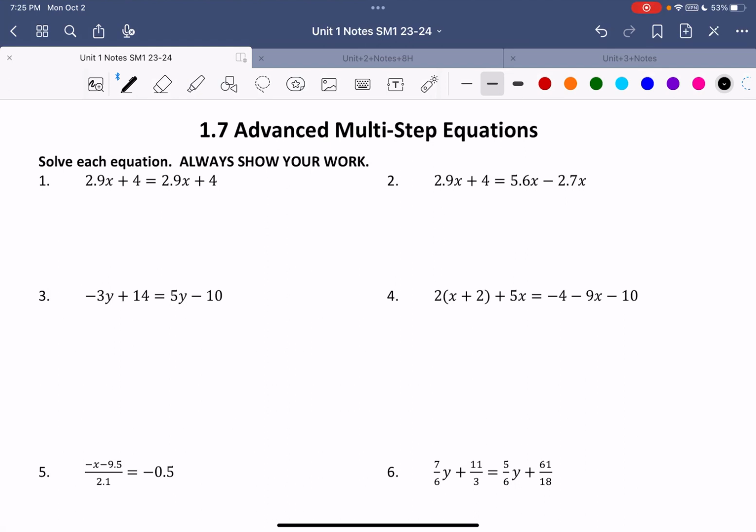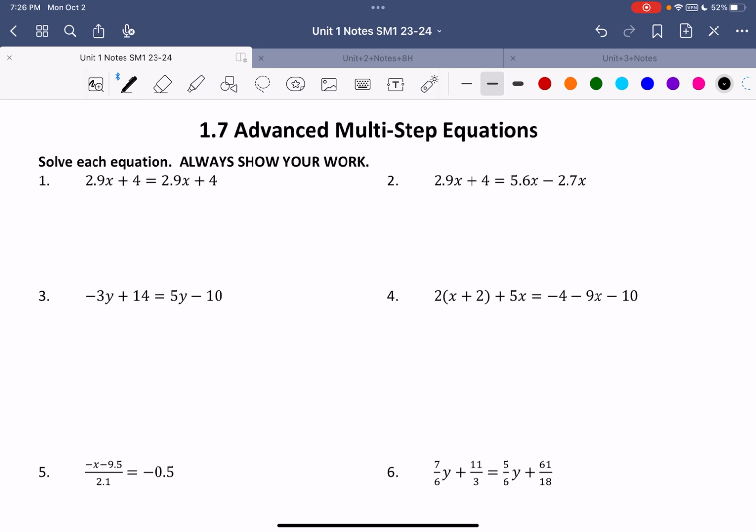Welcome to section 1.7. This section is kind of long. There's lots of examples. I may skip around a little bit, but most of them are pretty good examples, so I will probably cover a lot of them. All right, this time we have decimals, which is not a problem.